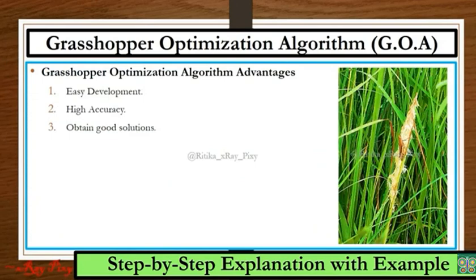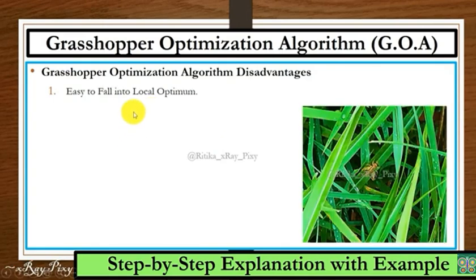Advantages: the grasshopper optimization algorithm provides high accuracy and we can obtain a good solution. The disadvantage is that it can easily fall into local optimum.